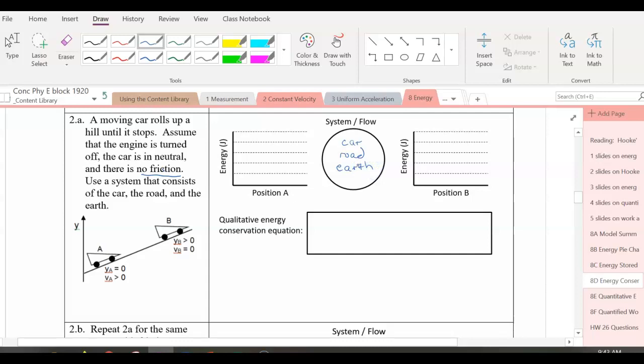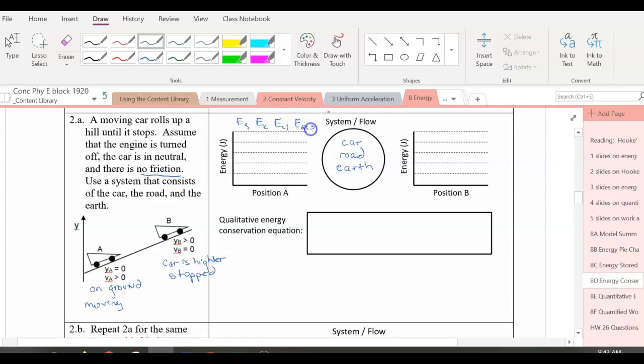So at the beginning, the car is on the ground, so it doesn't have any height yet, and it's moving. At the end, the car is higher, and it has stopped. So it's not moving anymore. So I have to consider what kind of energy does this car and its system have at position A.